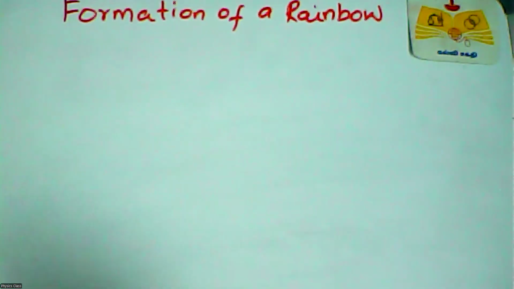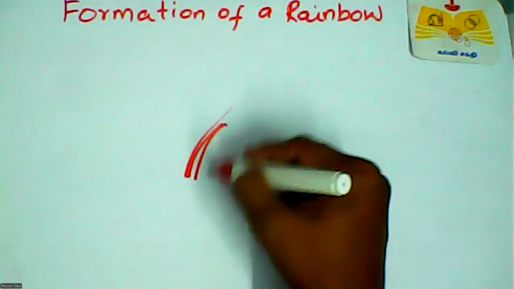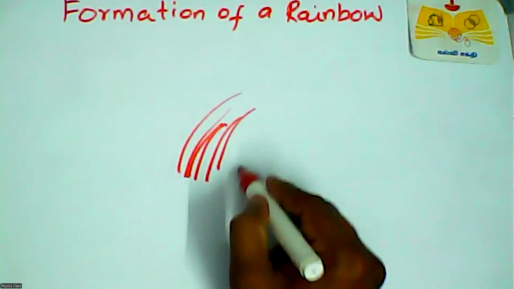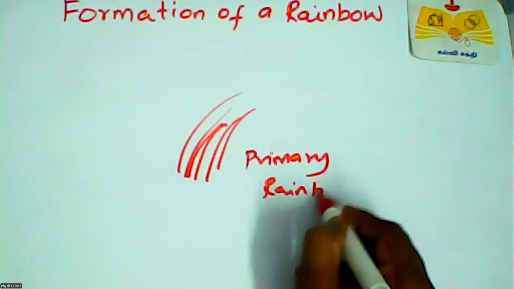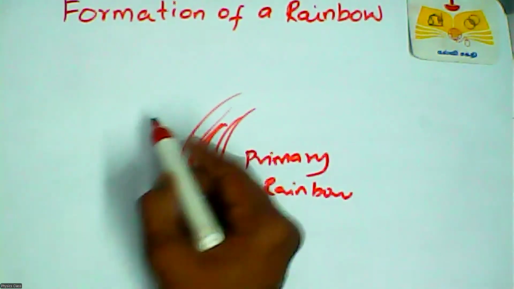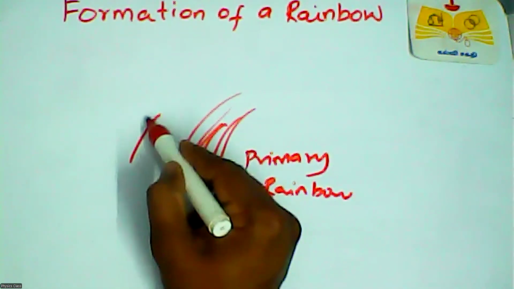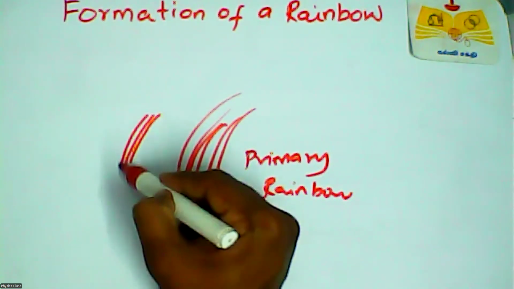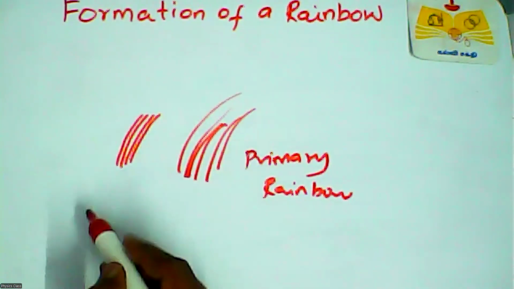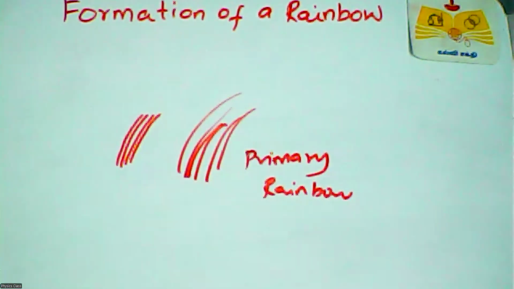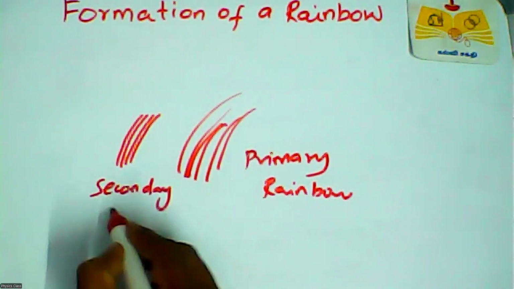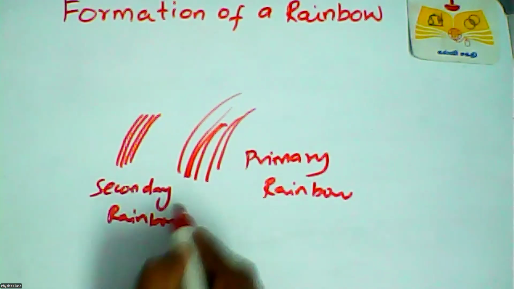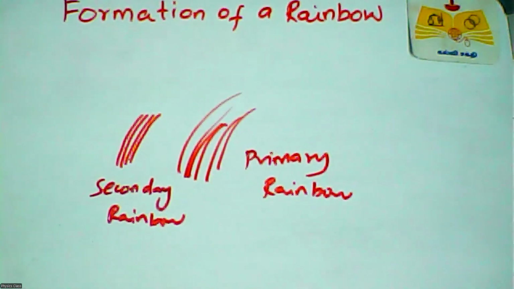For example, this is a very clear rainbow. This is the primary rainbow. A faint rainbow is also sometimes seen, with very thin layers of color. So this is called a secondary rainbow. Okay, I will show you one simulation about this concept.